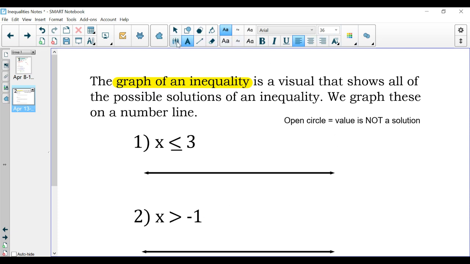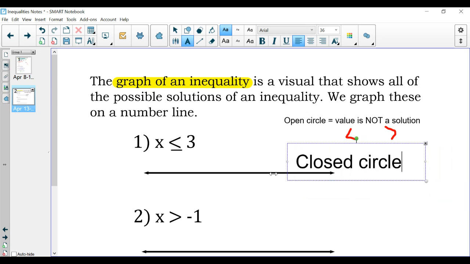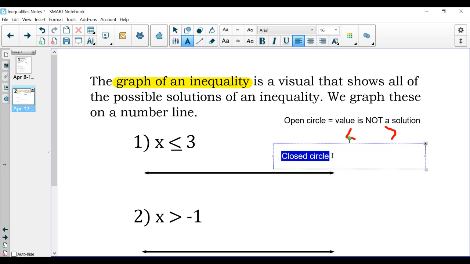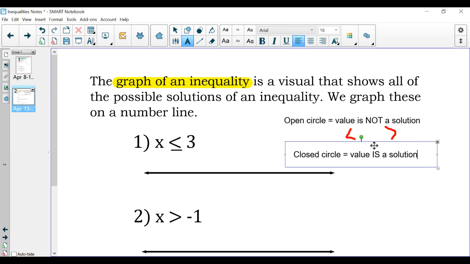So the symbols that we use there are our less than or greater than symbols. That's when we have our open circle. A closed circle is going to be when the value is a solution. So it is technically going to make that statement true.